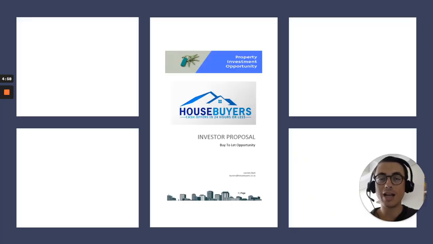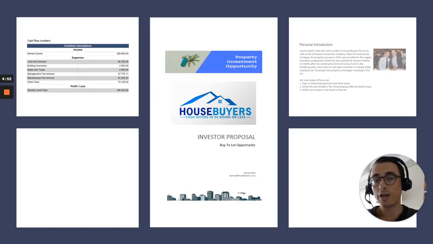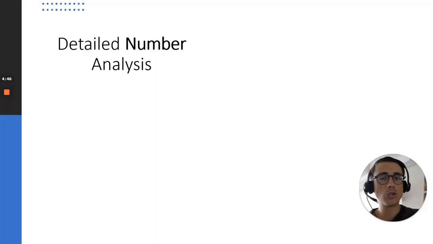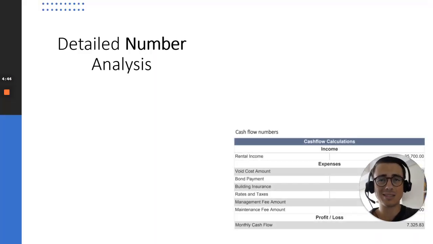Before we get into the live proposal, let me just give you some tips and techniques on how you can define the perfect investor proposal. Now, for me, there are 4 key elements that make up a really solid investor proposal. The first is you need to have a detailed number analysis. You need to include things around your cash flow or the expected profit of the deal.